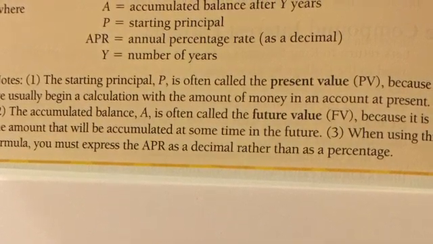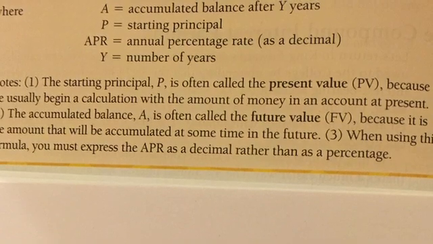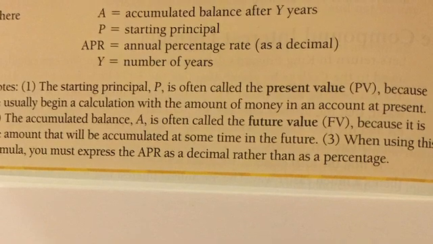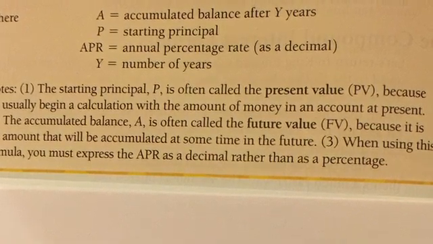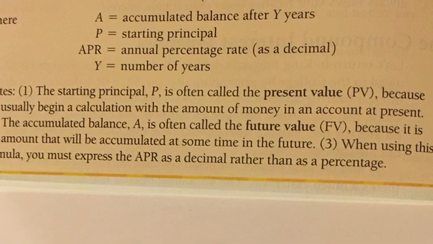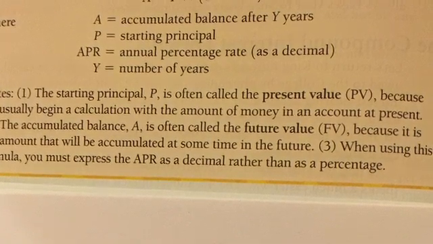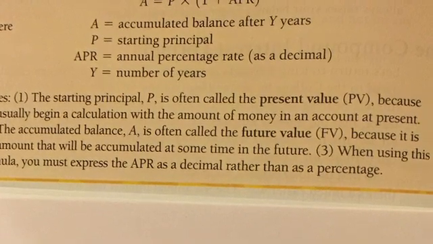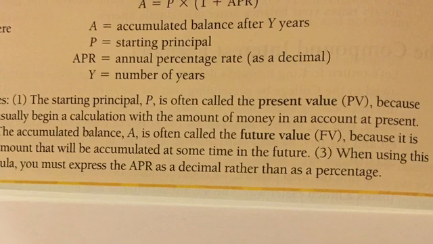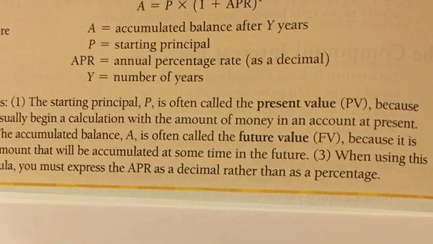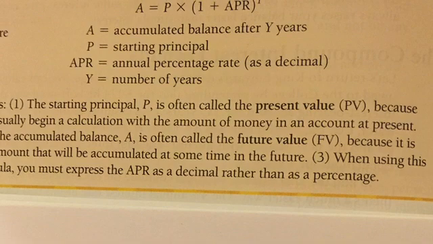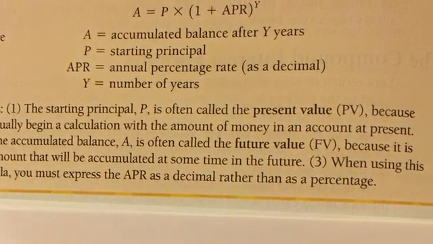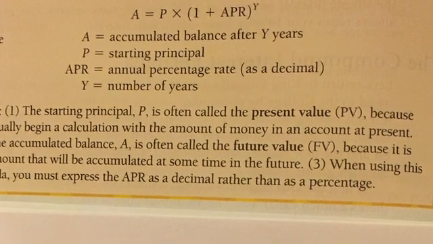Keep in mind, the starting principal P is often called the present value, or PV, because we usually begin calculations with the amount of money in an account as present. Also remember, the accumulated balance A is often called the future value, or FV, because it is the amount that will be accumulated at some time in the future. Keep in mind, when using this formula, you must express the APR as a decimal rather than as a percentage.